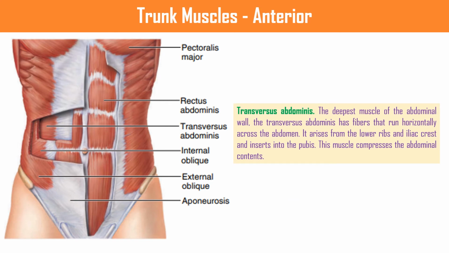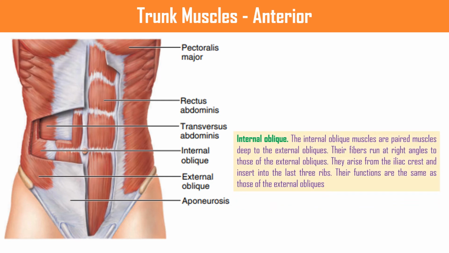Next is transversus abdominis. The deepest muscle of the abdominal wall, the transversus abdominis, has fibers that run horizontally across the abdomen. It arises from the lower ribs and iliac crest and inserts into the pubis. This muscle compresses the abdominal contents.